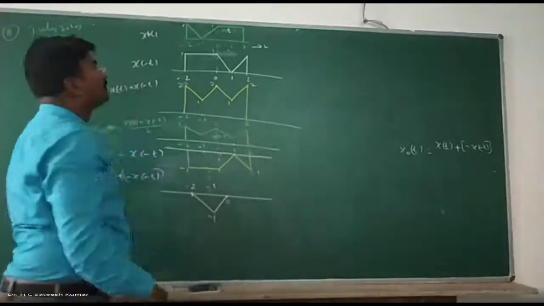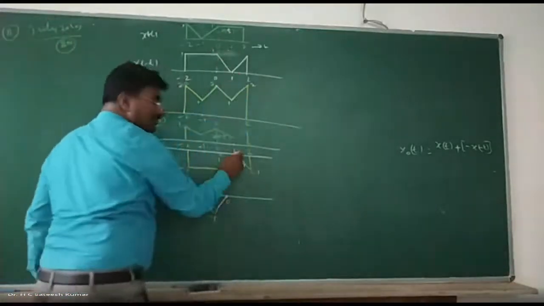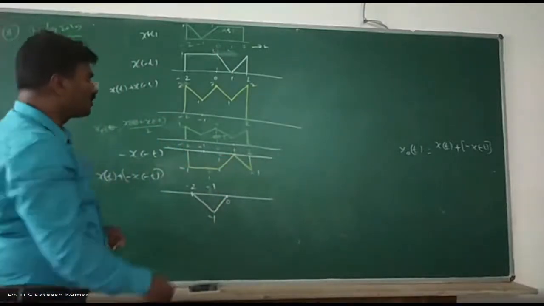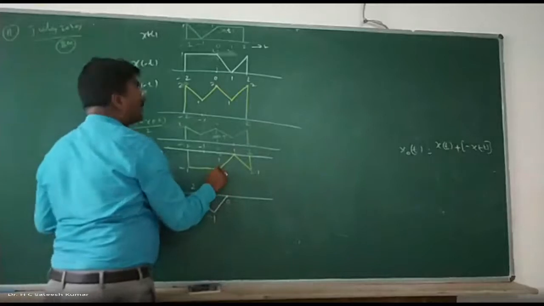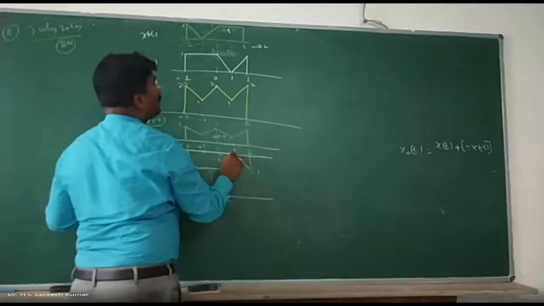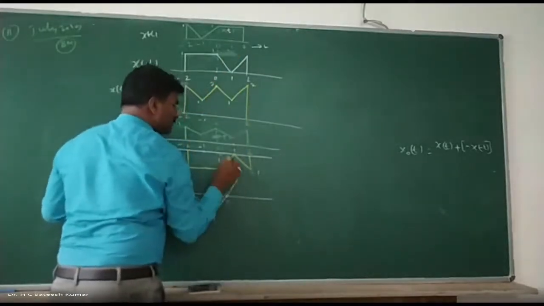Next. Constant between 0 and 1. Constant plus increase is increase. Where to where should it increase? Go to the endpoint. This is minus 1. Minus 1 plus 1 is 0. Next, 0 plus 1 is 1. So therefore, it is increasing up to 1.